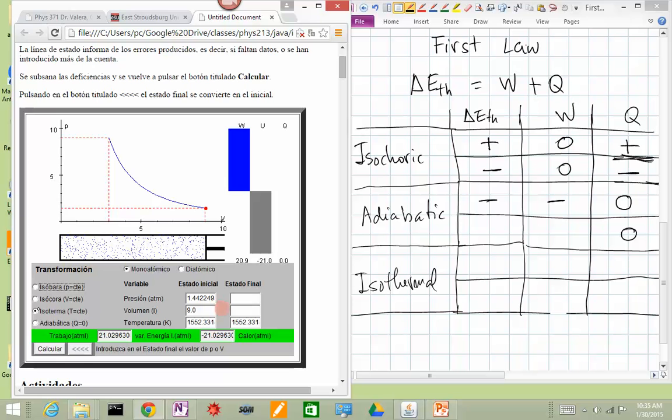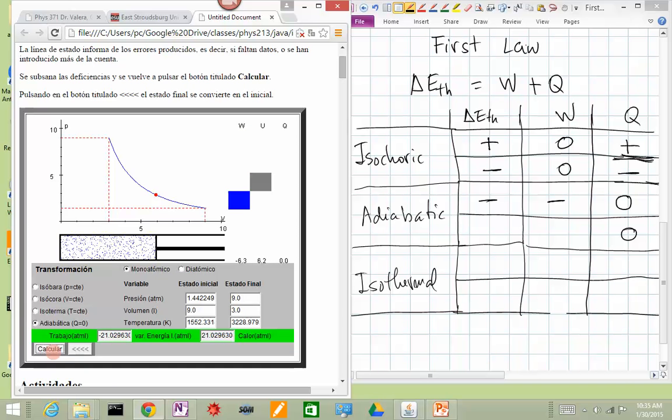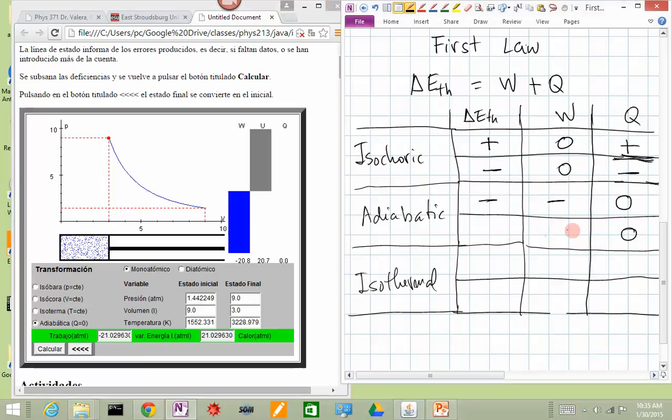Now let's look at the other process, in which we have an adiabatic process and we go from 9 to 3. So this is a compression, right? The system is going to be compressed. Somebody's going to be doing work on the system, but there's no heat going in or out of the system. And you can see now the energy increases. So this here is plus, and this is plus. So whatever work was done on the system all goes to the thermal energy.